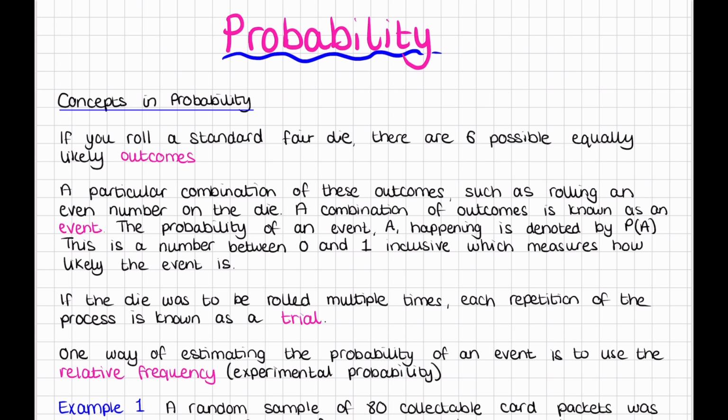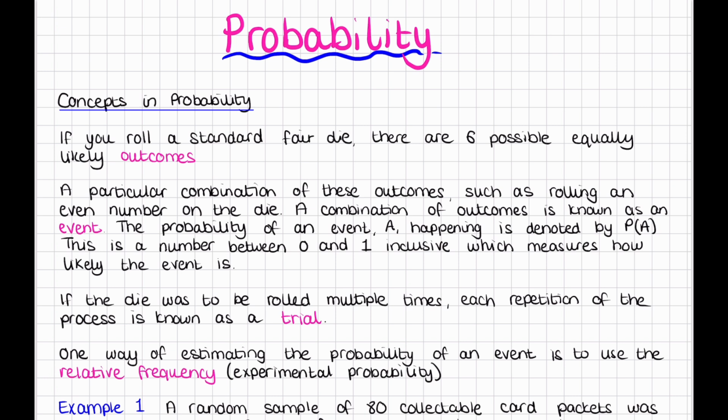The probability of an event A happening is denoted by P and then in brackets A. This will always be a number between 0 and 1 inclusive, which measures how likely the event is. So a probability of 0 means it is definitely not going to happen, it's not possible. A probability of 1 means it will definitely happen, there is no option for it not to happen. If the die was to be rolled multiple times, each repetition of the process is known as a trial.